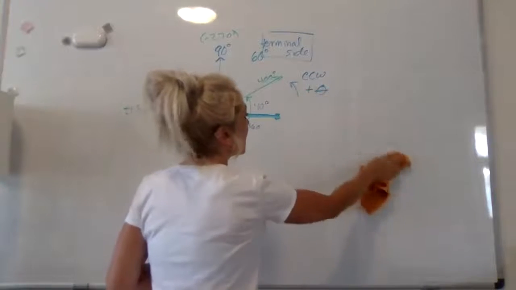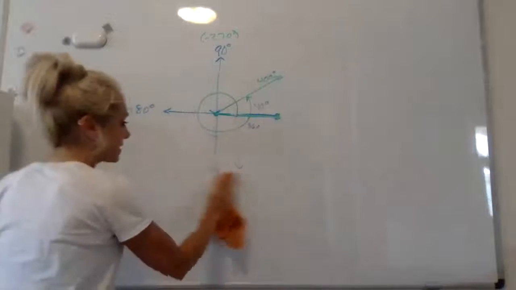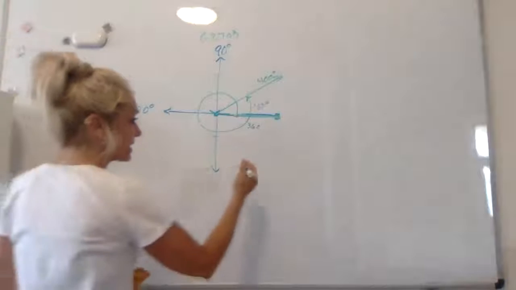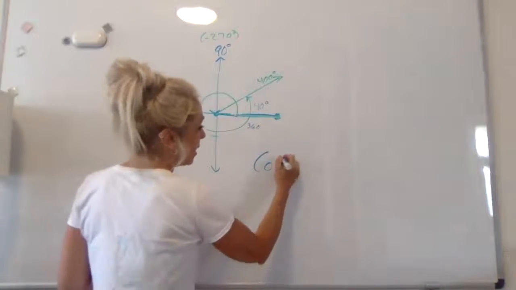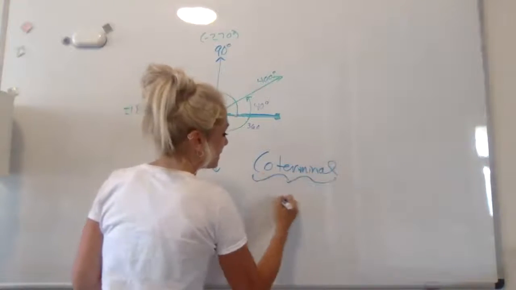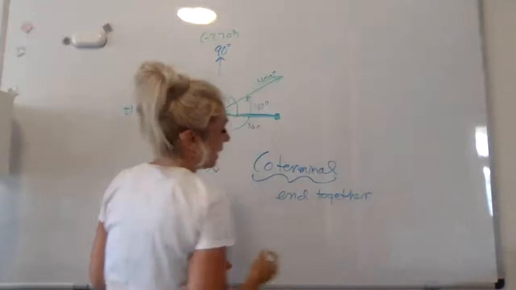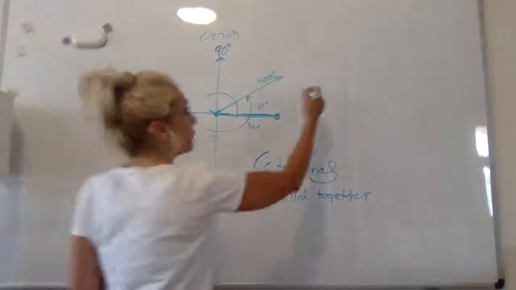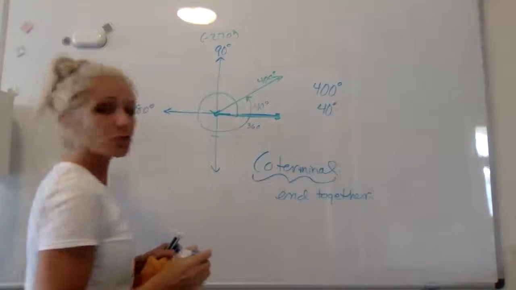The second concept is what the notes packet says as the title, and that is coterminal. So the prefix co means together. So if you are like cooperating or you are co-captains, coterminal is going to mean that they end together. And so they stop at the same place. And so that would mean that 400 degrees and 40 degrees are coterminals.